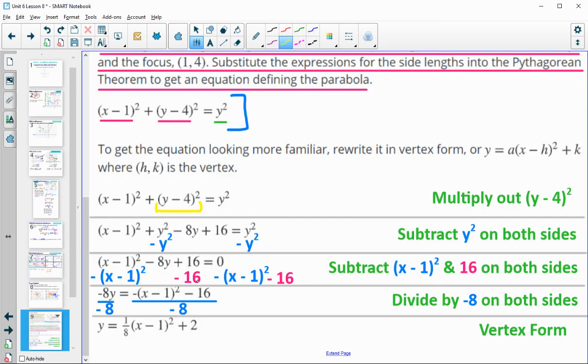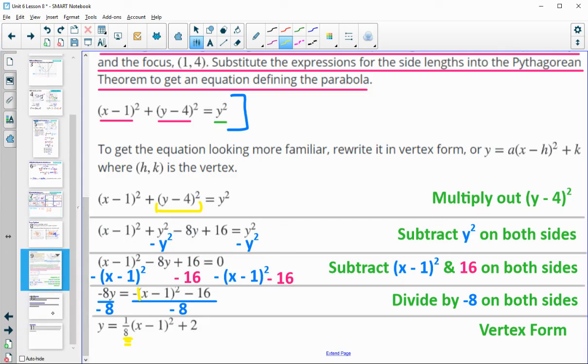Then in this one, they brought the x minus 1 squared and the 16 over to the right side. So we isolate the y. So you just have the y left. Then divide by the -8 to both pieces. Here you have -1 divided by -8, which gives you that +1/8. -16 divided by -8 gives you that +2. And then your vertex in that one would be 1, 2.